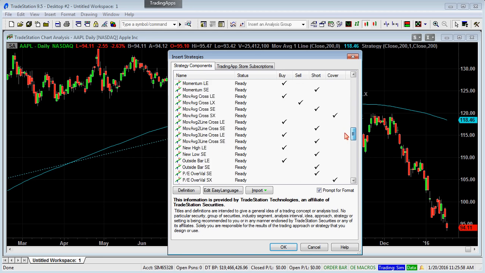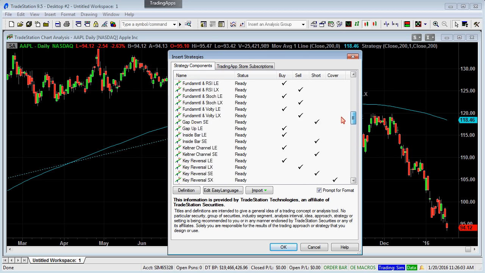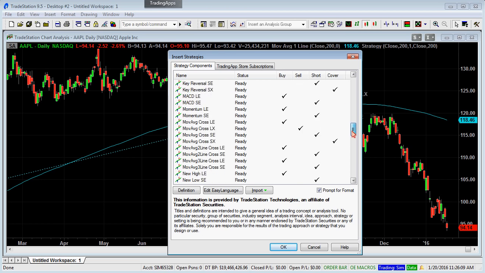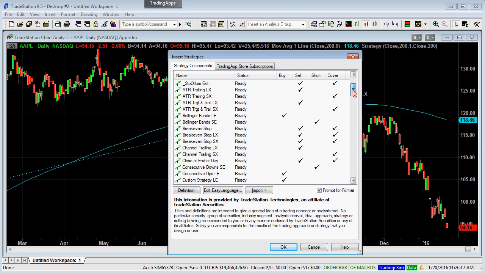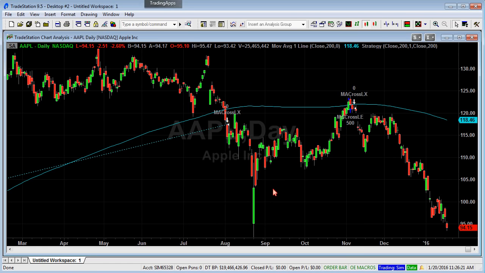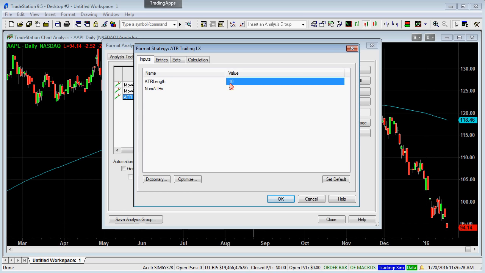If you just want a regular trailing stop, we have one that's called dollar trailing, based on a dollar amount. And then you have one that's called percent trailing, right here, which is based on a percentage. Let me go ahead and use an ATR, and you can see how this looks. I'm going to do an ATR trailing LX. If I format the ATR, this is the number of bars that are being used to calculate the ATR, and the number of ATRs is set to 3. 3 times the average true range.